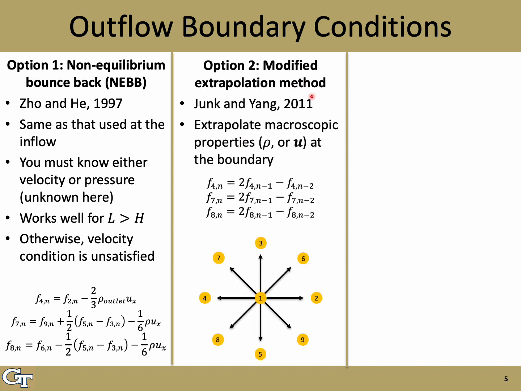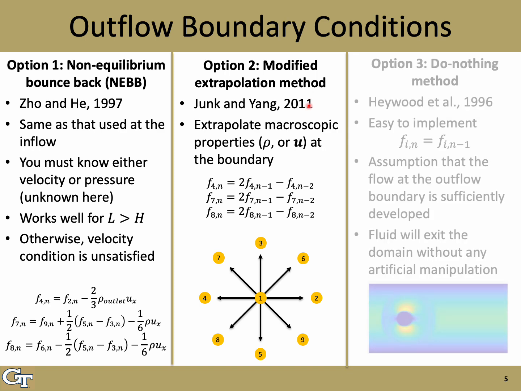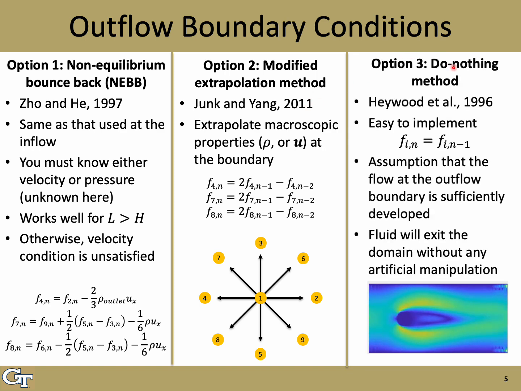The second method is the modified extrapolation method proposed by Junk and Yang in 2011. Here you extrapolate the macroscopic properties, density and velocity, at the boundary. Lastly, the do-nothing method proposed by Haywood et al. in 1996 is used. This is easy to implement as you assume the distribution function at the exit is equal to that of the nearest neighbouring lattice within the domain in the direction of the flow.